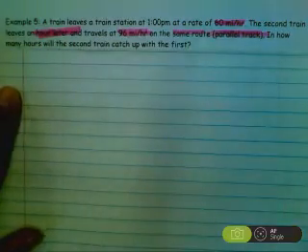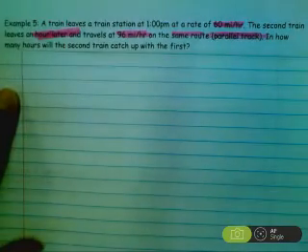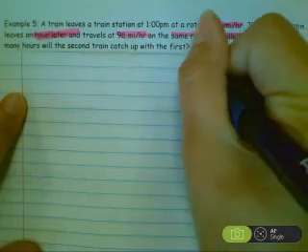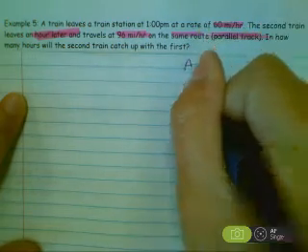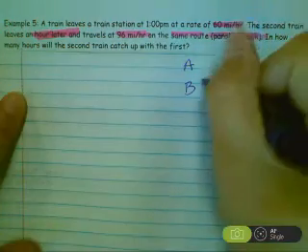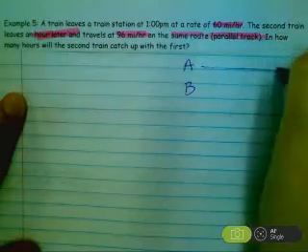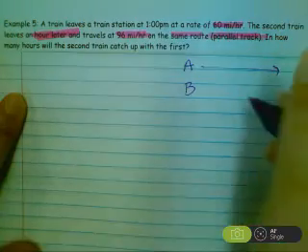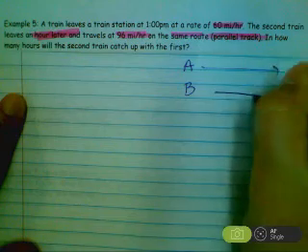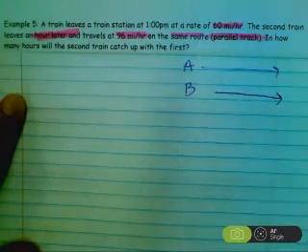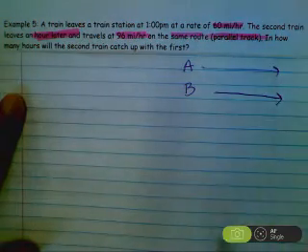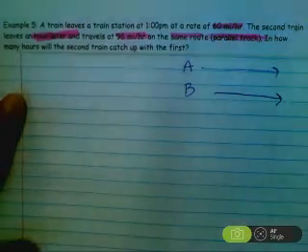If these two trains are traveling on the same route, that means that they're going to wind up going the same distance if this is train A and this is train B. Train A leaves the station first and travels a certain distance. Train B leaves an hour later, but he still travels the same distance. So we are going to set these two answers equal to each other.